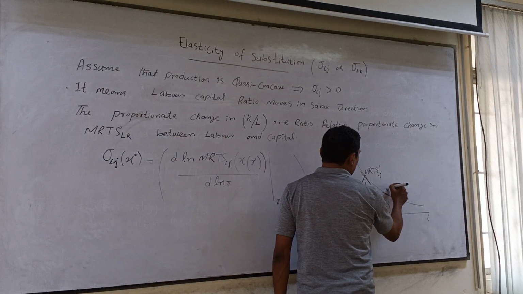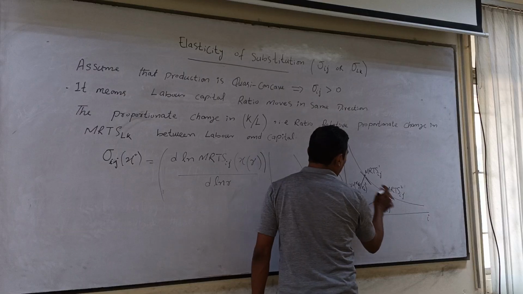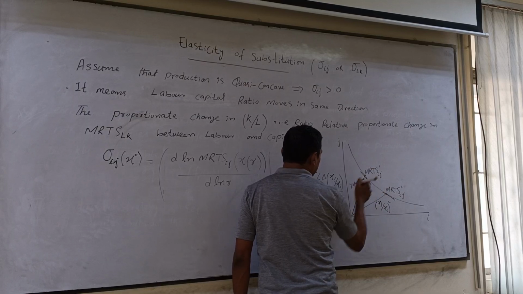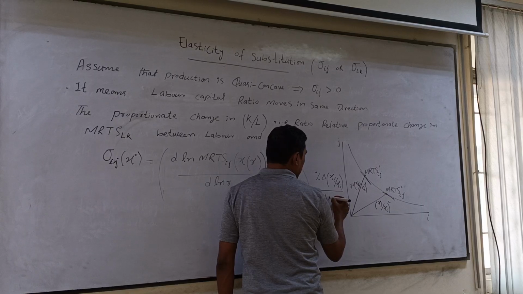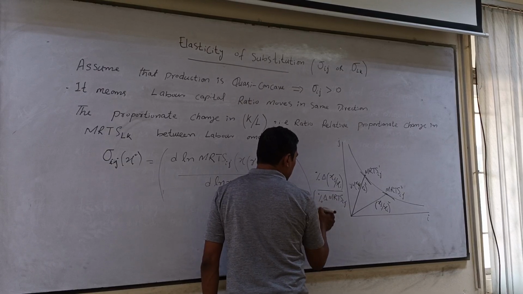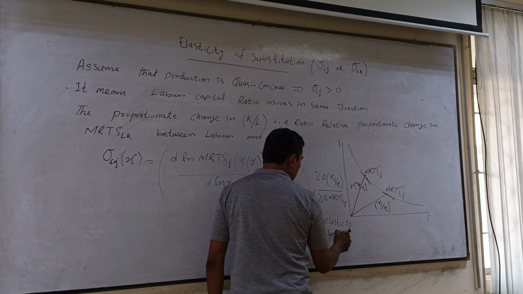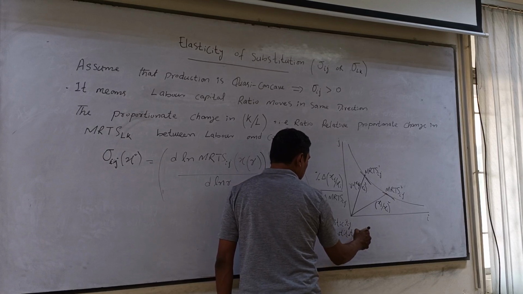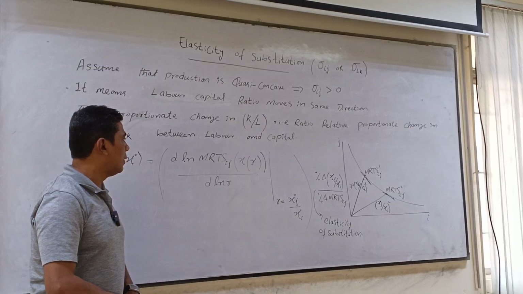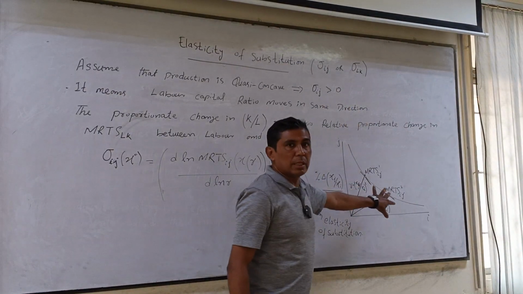And now this is MRTS ij, for example, 2. Sorry, this is 1 and 2. So the proportionate or the percentage change in MRTS between ij. This is basically the elasticity of substitution. Clear? This is basically the elasticity of substitution.